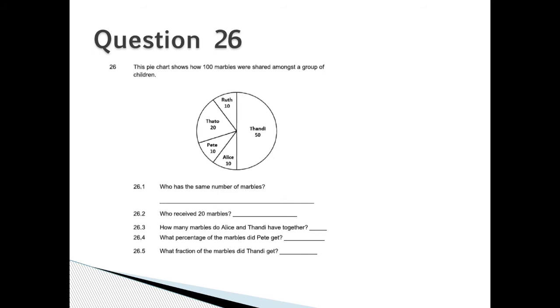Question 26. This pie chart shows how 100 marbles were shared amongst a group of children. So Ruth got 10, Tato 20, Pete 10, Alice 10, and Tandy 50. 26.1. Who has the same number of marbles? 26.2. Who received 20 marbles? 26.3. How many marbles do Alice and Tandy have altogether? 26.4. What percentage of the marbles did Pete get? And 26.5. What fraction of the marbles did Tandy get?